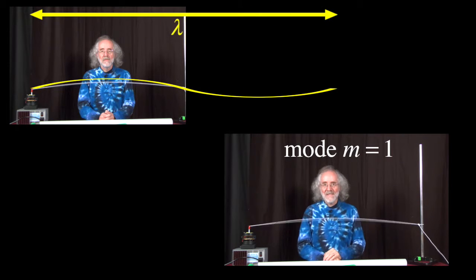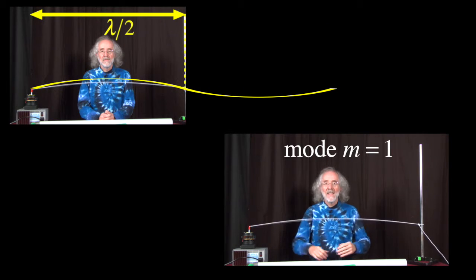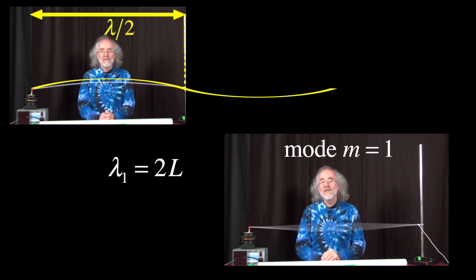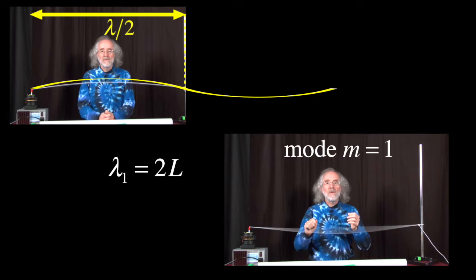For this mode of the system, this is mode m equals 1. This length is 1/2 the wavelength, because this is only 1/2 of the wave. So the wavelength is 2L, 2 times the length of the string. Mode m equals 1, the wavelength is 2L.